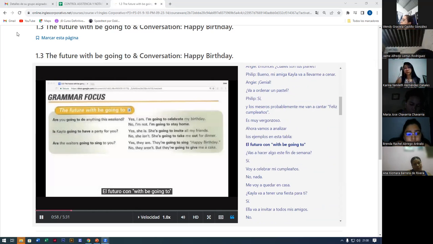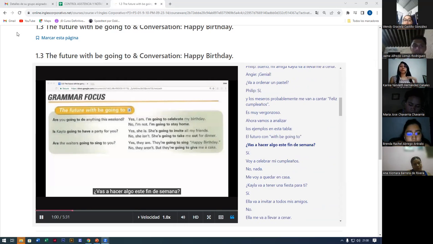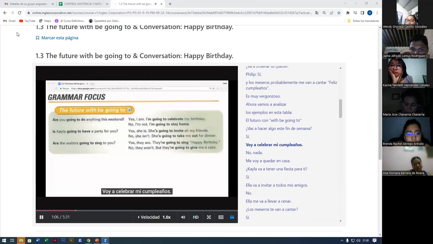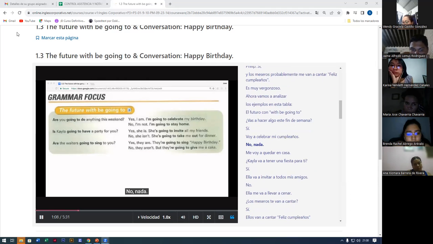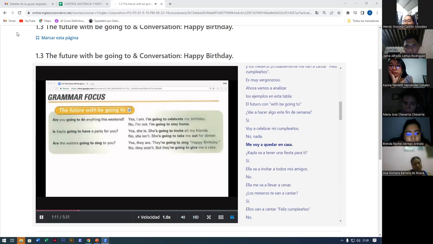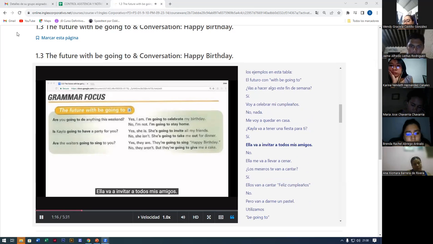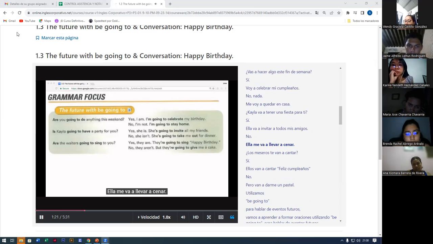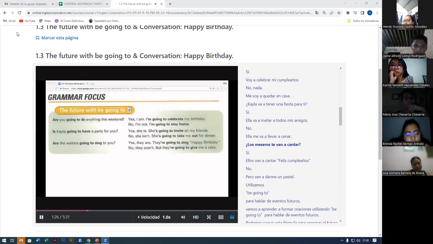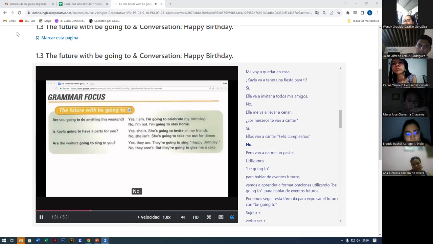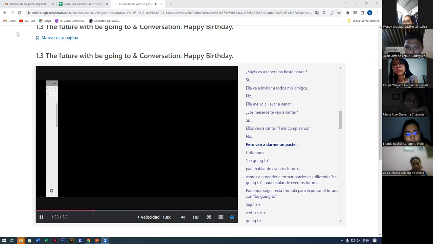Now let's analyze the examples from the chart. The future with be going to. Are you going to do anything this weekend? Yes, I am. I'm going to celebrate my birthday. No, I'm not. I'm going to stay home. Is Kayla going to have a party for you? Yes, she is. She's going to invite all my friends. No, she isn't. She's going to take me out for dinner. Are the waiters going to sing to you? Yes, they are. They're going to sing happy birthday. No, they aren't. But they're going to give me a cake.